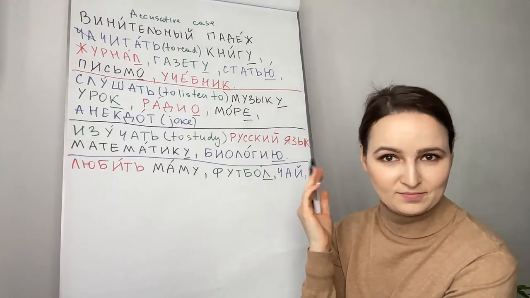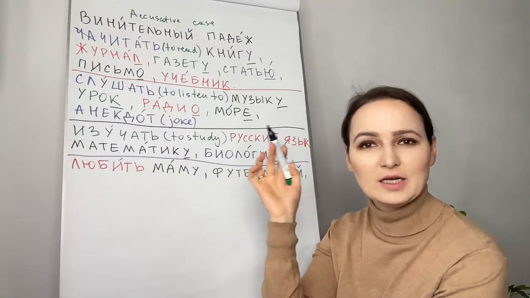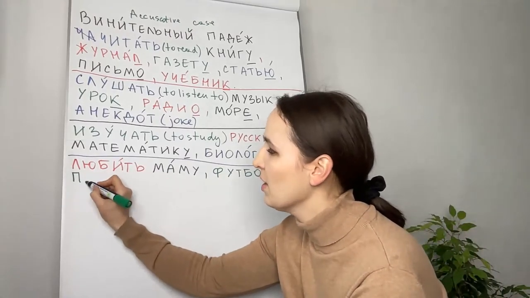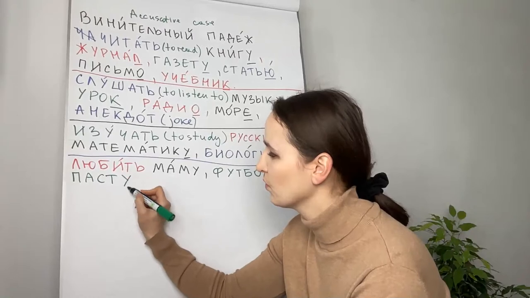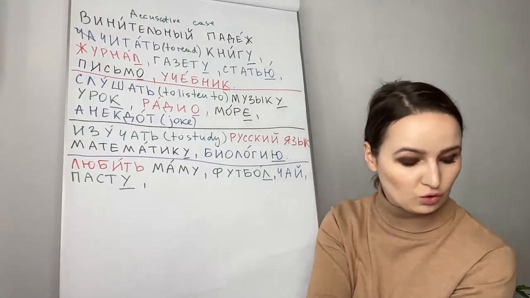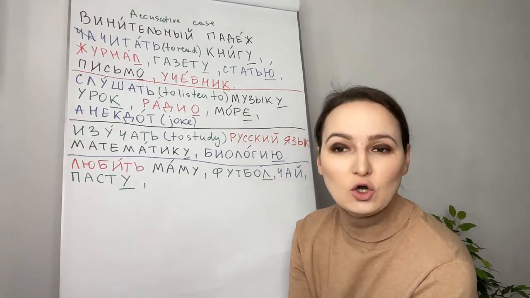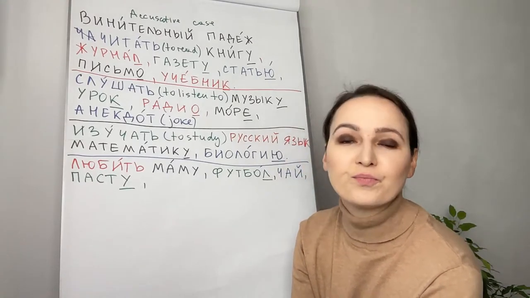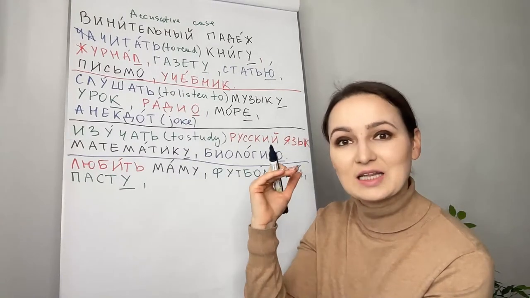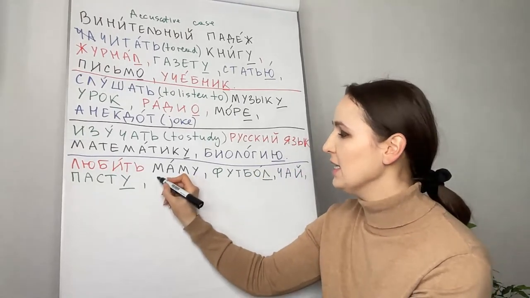What else can we love? To love pasta. Italian pasta. Pasta is паста, ends in a, so it's feminine. In accusative it will be любить пасту. Давайте напишем пасту. So we replaced a with u to make it accusative. To love pasta or to like pasta. Любить пасту. To like or to love literature. In Russian literature is литература, ends in а, so it's feminine. We have to replace а with у, like here. Литературу.